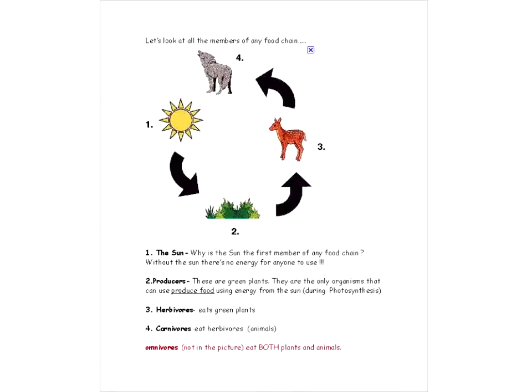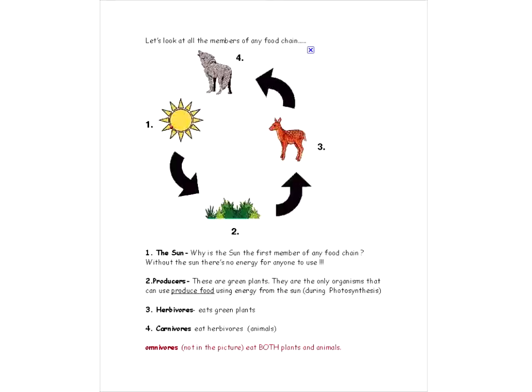All right, so let's look at the members of any food chain. Well, we start off with number 1, the sun. That's the first member of the food chain. And why is it the first member? Well, without the sun, there's no energy for anyone to use. Because basically, as each member of the food chain is eating another member, they're getting the energy from the other member. It's being passed along. But the energy has to start somewhere, and it comes from the sun.